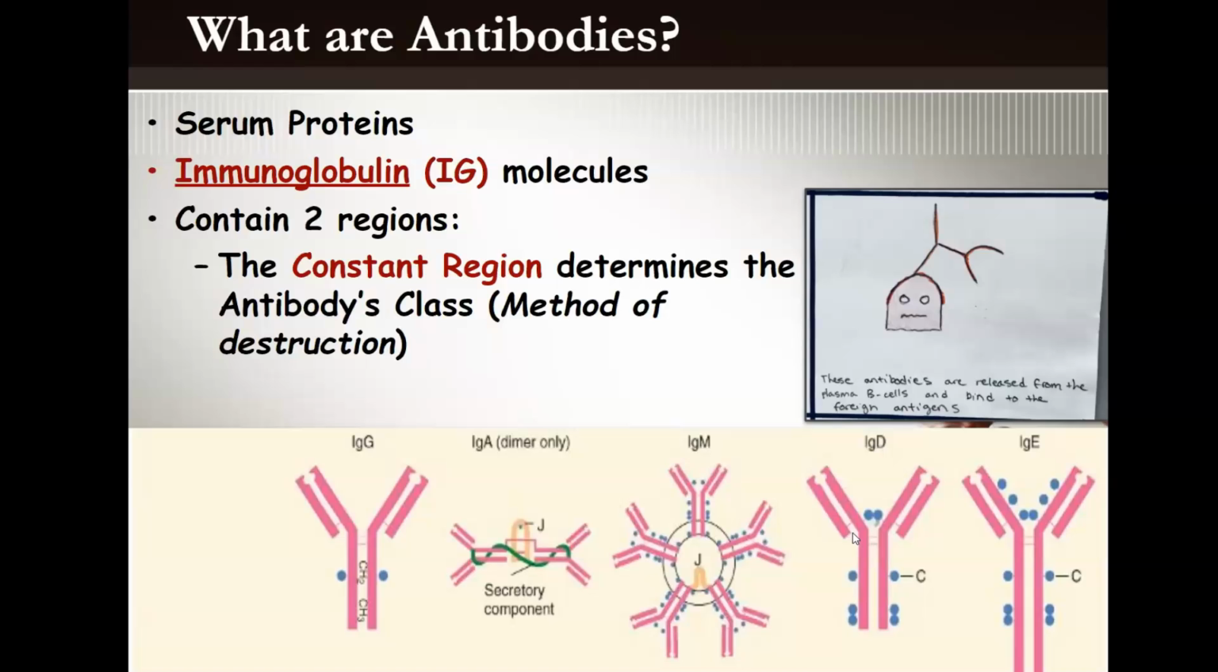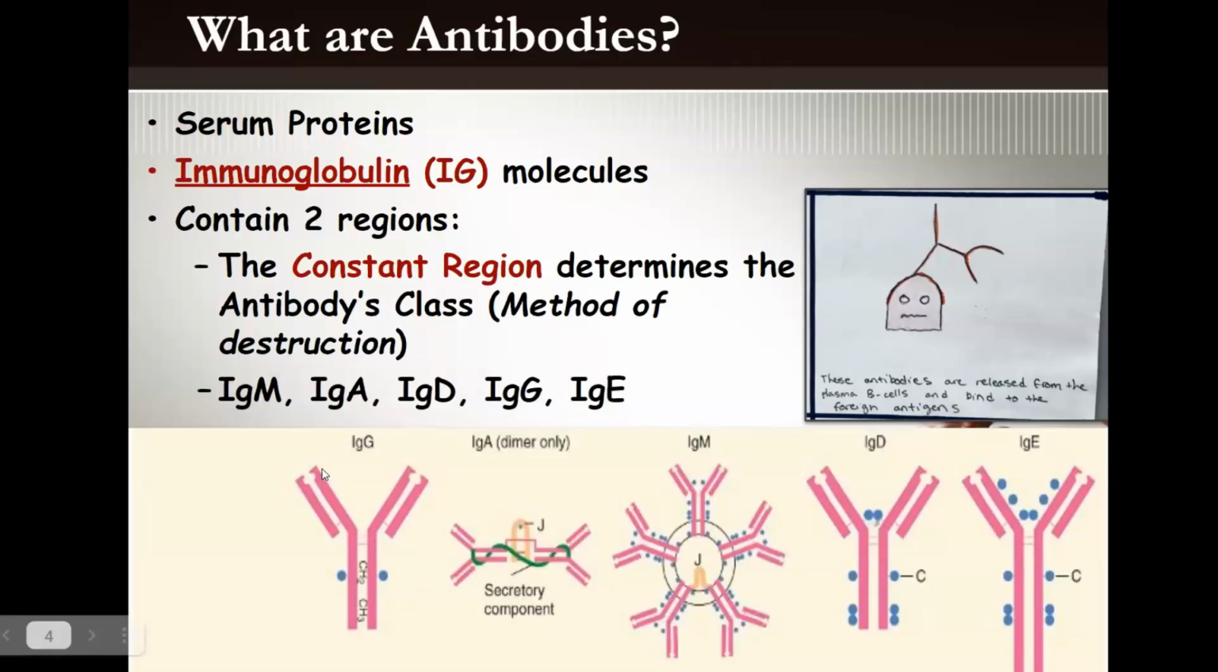So there's a constant region. That would be from here down. So the end piece, see how that shape changes? So this shape is going to be specific to the antigen. So the constant region is the lower portion that determines its class and how it can destroy the organism or the antigen. And then they have that variable region up at the top. So this is your 5 classes. So my mnemonic is just to remember the old lady's name, Madge.